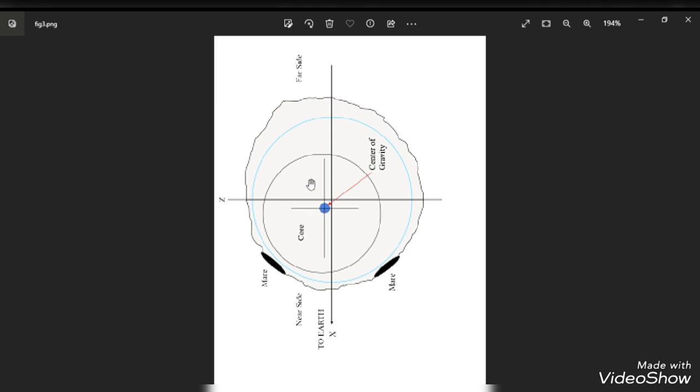Of course, since it's a flying object in space, there are some slight swings sometimes, this way or that way. But anyhow, always this side is toward the earth.